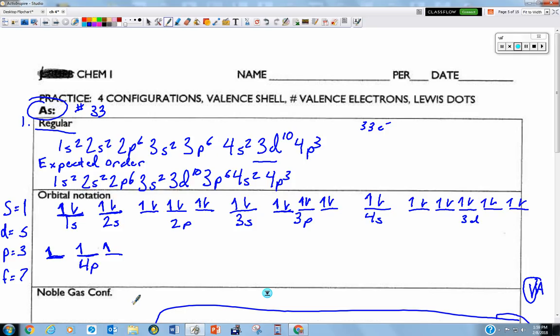Now I have satisfied Aufbau by filling from lowest to highest. I've satisfied Pauli by having opposite spins wherever 2 electrons are required in the same spot. And then I followed Hund's rule by filling all of the ups, so that I have the maximum number of lone electrons.